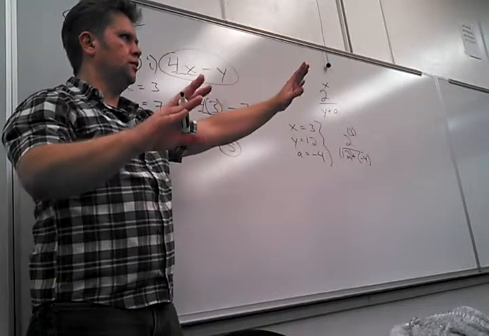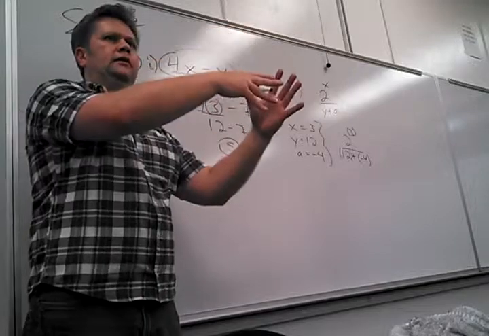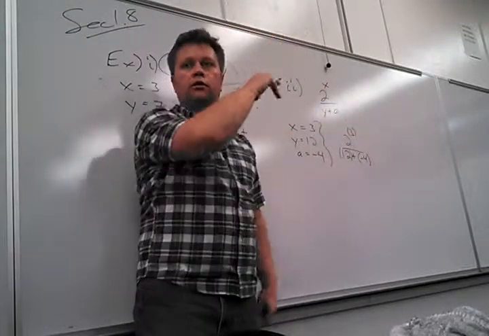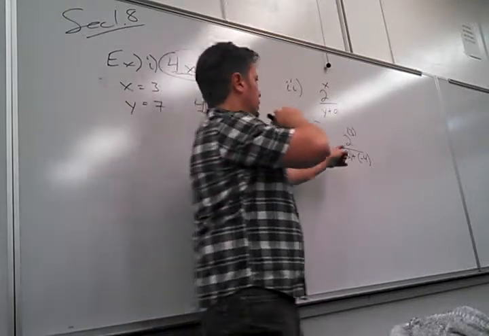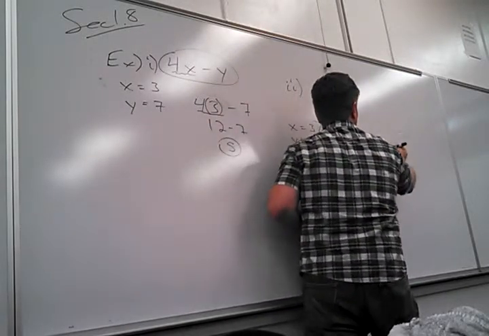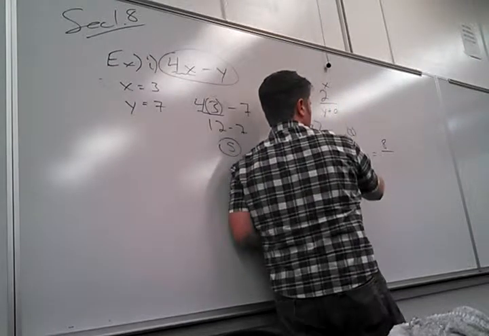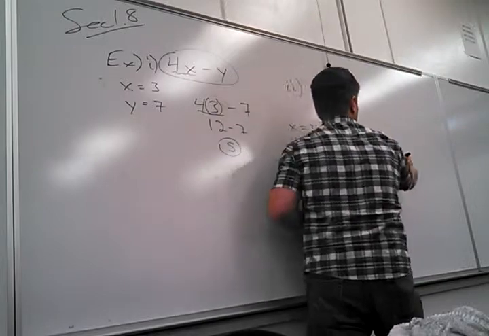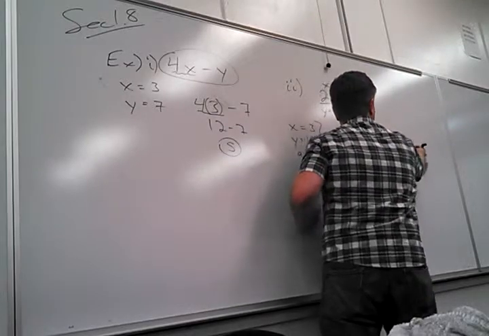You guys kind of still with me? So it's just replacing something I don't know, and then somebody came along and said, oh yeah, X is 3. So I can put a 3 wherever I see an X. So what do I get on the top here? 8. Good. 2 cubed is 8. And what's 12 minus 4? 8. 1. Cool.